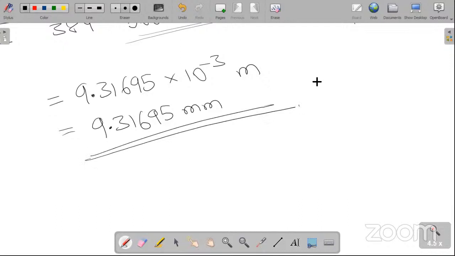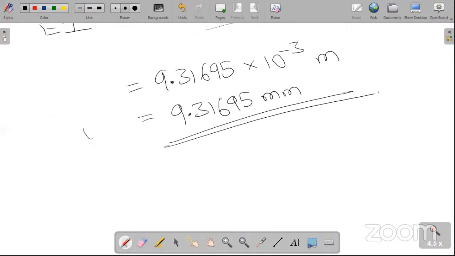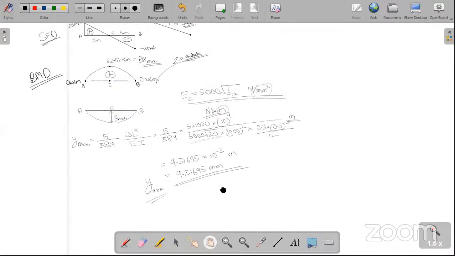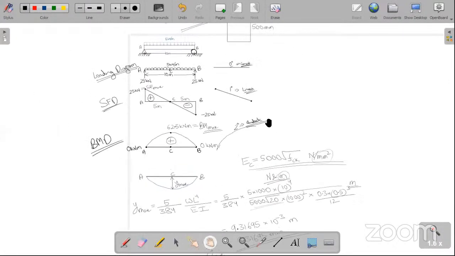So that is the answer. That's the maximum deflection we will get from this beam. But one thing we have done is ignore the self-weight just for the analysis. You can also include the self-weight. Later on, when we do more analysis questions, we will include the self-weight.